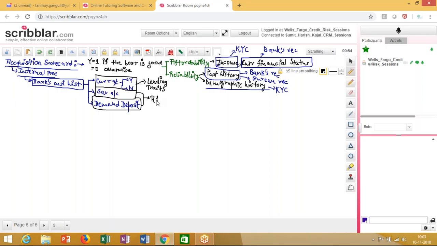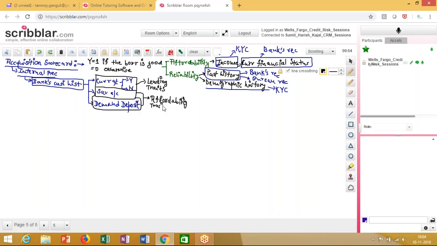So if I have a huge savings account balance with me, or I have other demand deposits like fixed deposits with the bank, the bank knows that okay, this is a guy who has a sufficient amount of funds with him, and even if he loses his job, he can actually pay back that money to me. Affordability. So these are very important affordability traits.